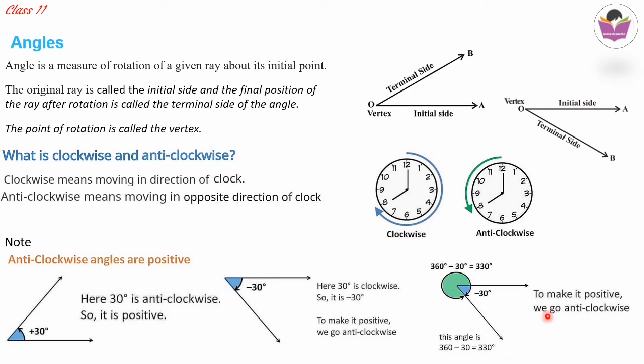To make it positive, we go anti-clockwise, which we have already discussed, because this is clockwise. When we measure in the clockwise direction, we get a negative value. To make it positive, we have to measure the anti-clockwise angle. This is the portion we have to measure. Instead of measuring directly, we can calculate it by subtracting from 360. 360 minus 30 is equal to 330 degrees.